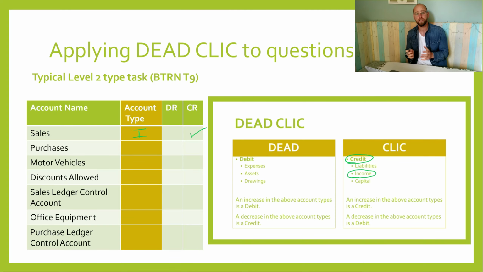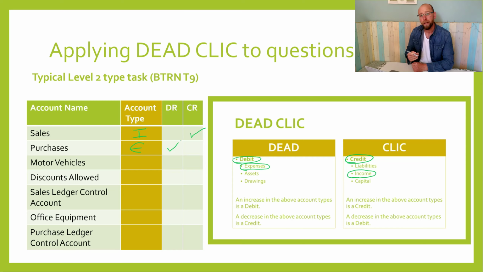So let's take a look at purchases. Now purchases is something that the business is purchasing, buying on a regular basis. They're buying something to be able to sell it to their customers. So those purchases, because it's something that we're buying on a regular basis, we treat those as what's known as an expense. So we say the account type is an expense. We can then look at debit/credit, and we know that expenses are debits. So we can tick debit.